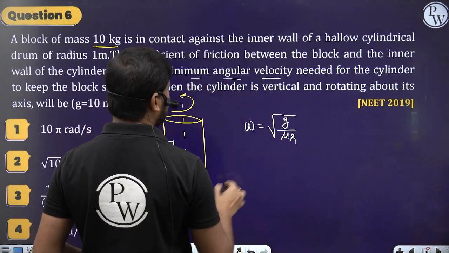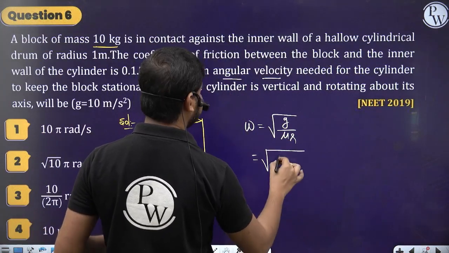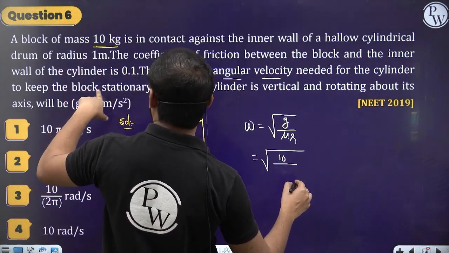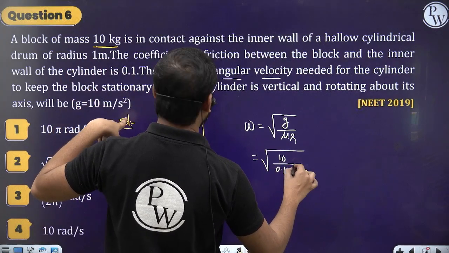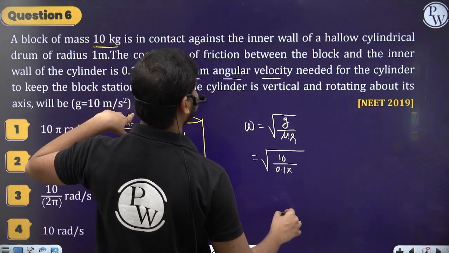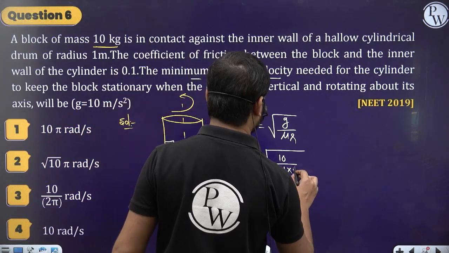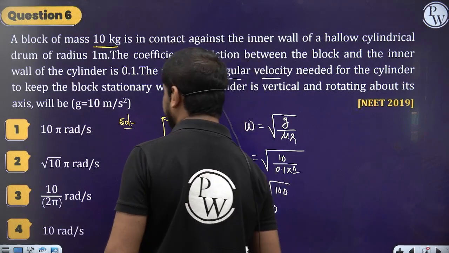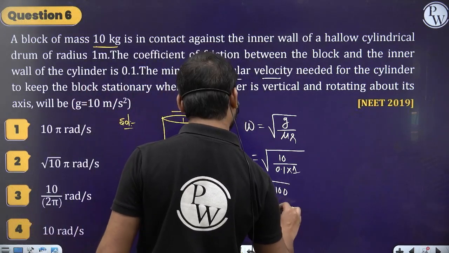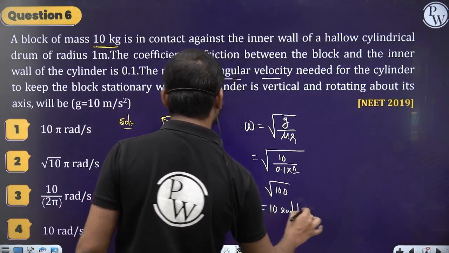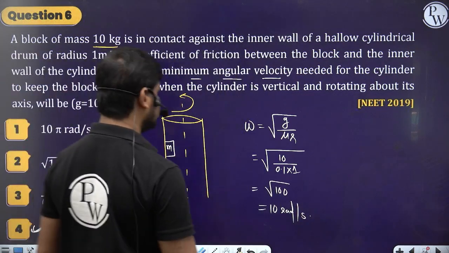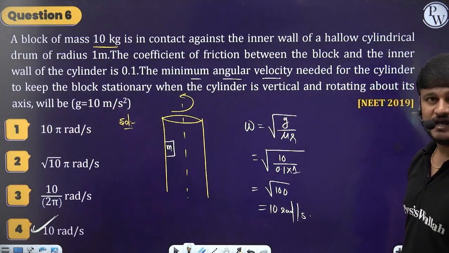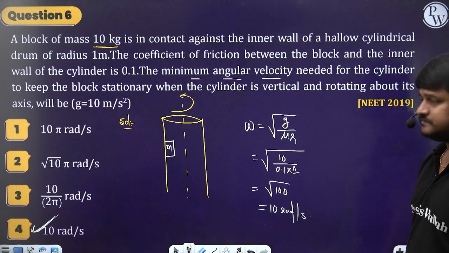Yes or no? So root over g, what is g? 10. Mu, what is mu? That is given, 0.1, into r, radius. So what is the radius? Radius 1. So then this is root over 100. Again this should be 10 radian per second. So 10 radian per second. So direct formula based question, option 4 is the correct one. Omega they are asking directly. Yes or no? We know the formula for omega directly. Done. Chal.